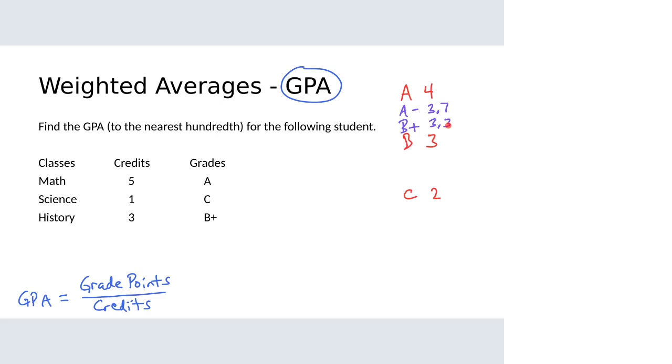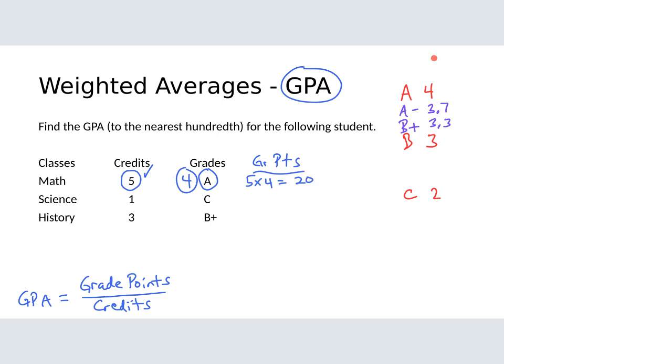If I want to find the GPA for this student, then one of the things I need to find is how many grade points this student earned. Here's how we'll do that. They were taking a 5-credit class and they got an A in it. Since they got an A, they earn 4 grade points per credit. So we take the number of credits and multiply by the points per credit. 5 credits times 4 grade points per credit, they earn 20 grade points for that math class.